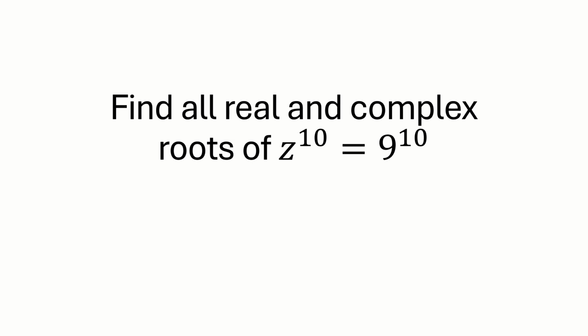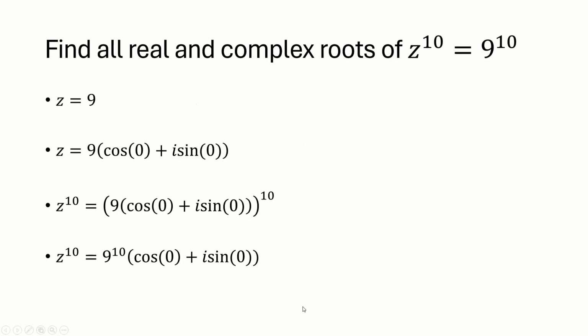Find all real and complex roots of z to the 10th equals 9 to the 10th power. So let z equal 9. So that means z is 9 times the quantity cosine 0 plus i sine 0. Now let's raise everything to the 10th power. So we have 9 to the 10th. And then for the angle, we're going to multiply 0 with the 10th power. So that's going to be 9 to the 10th times quantity cosine 0 plus i sine 0.